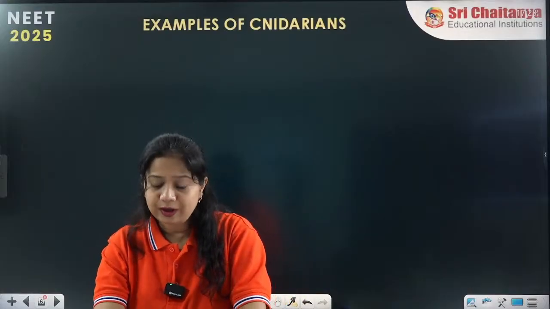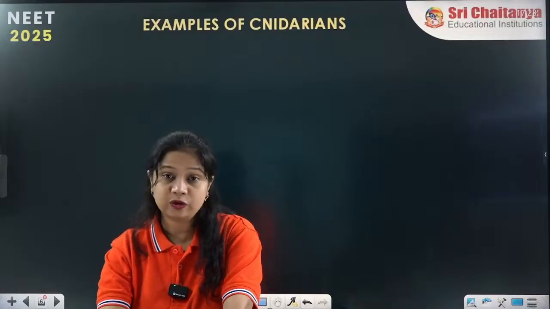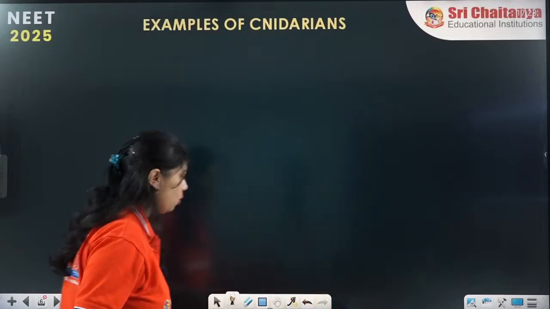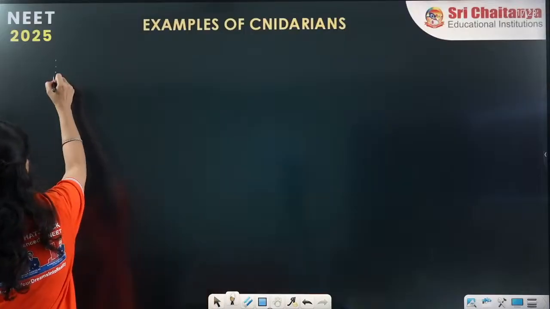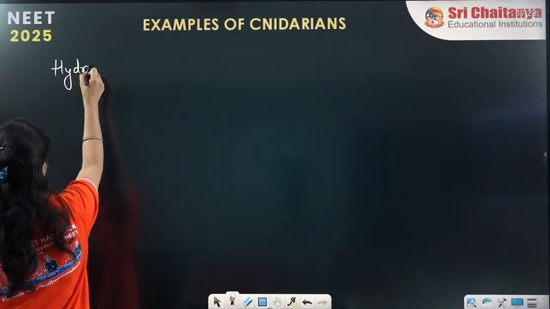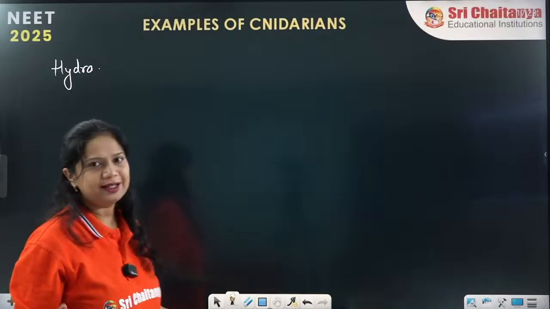See, the coelenterates are a lot in number. Many coelenterates are present in the animal world. Now the organisms which we are going to study, or which will be useful for us, you need to remember their names, both scientific as well as common names. Now what is the first name that comes to your mind? That is Hydra.